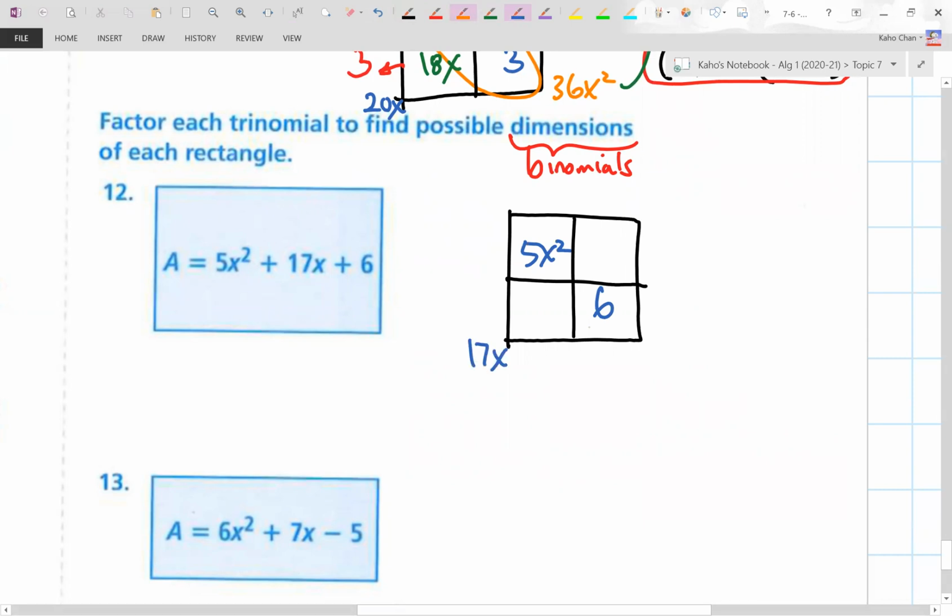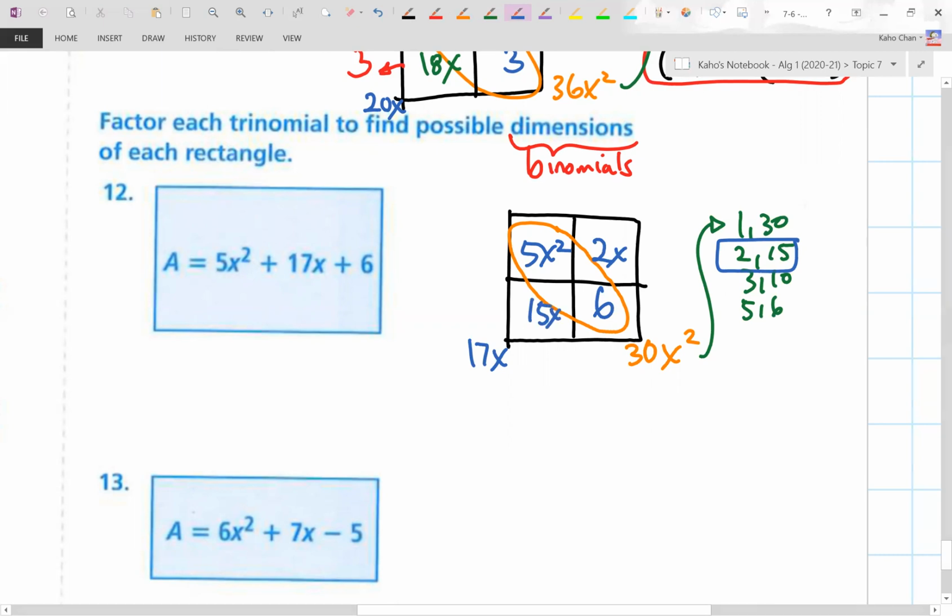Gosh, it seems a little repetitive, but it's good to be repetitive. Multiply the diagonal here: 30. What was that? 1 times 30, 2 times 15. Oh, 2 times 15? I mean, you could have gone 3 times 10, 5 times 6, but I can list all of them all day. But there it is. 2 plus 15 is 17.